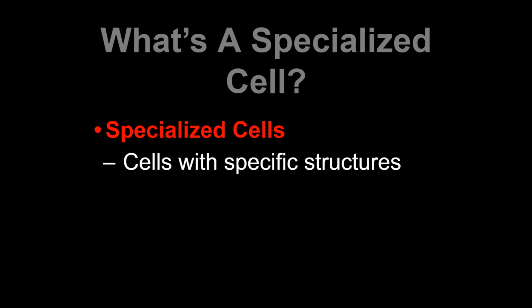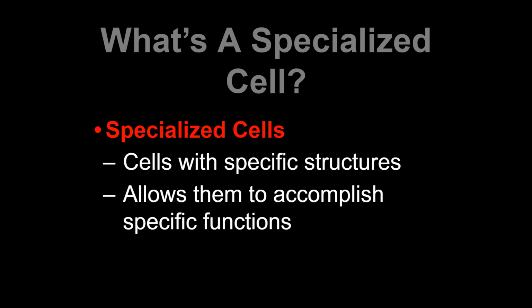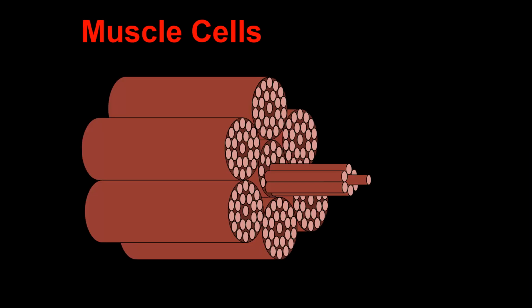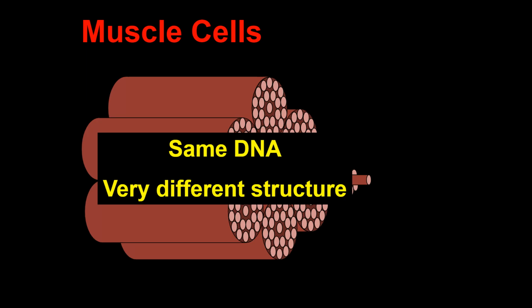Also, in many multicellular organisms, we have what are called specialized cells. These are cells that have specific structures so that they can accomplish specific functions. For example, nerve cells help transmit information. Muscle cells contract to move the body. But in all of these cases, these cells have the same DNA, and yet they have extremely different structures. So how do we get such different cells as nerve cells and muscle cells with the same genome?